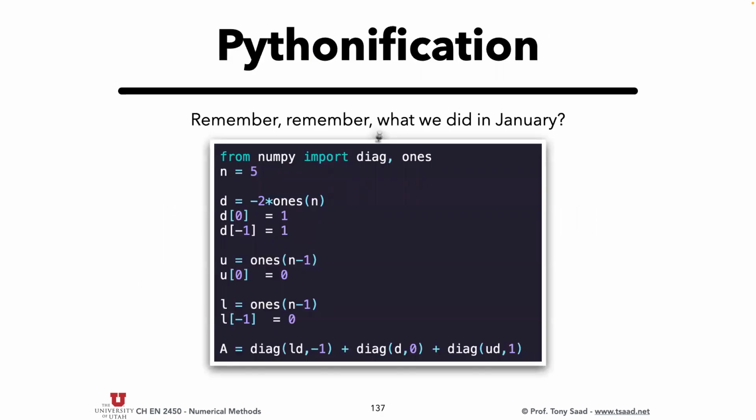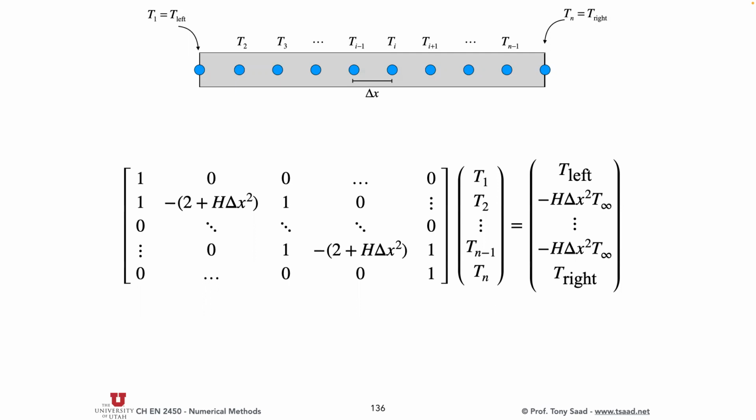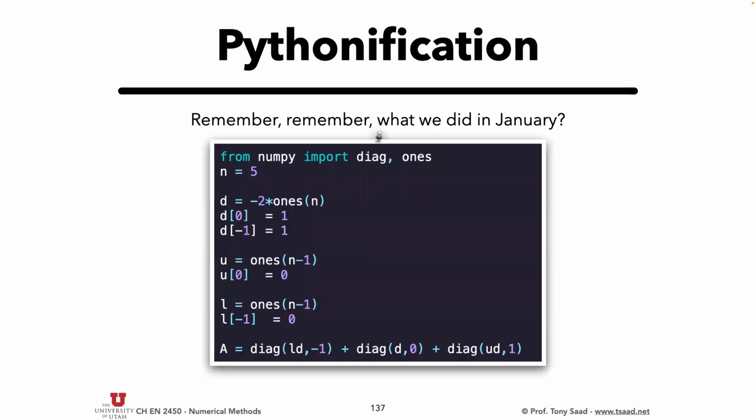So if you remember, we did this when we built the linear solvers way early in the semester. This was called a tridiagonal system of equations, so you could use the TDMA or you could use linalg.solve. We're not going to worry about iterative solvers now. What we care about now is how we build this system. And remember, we did this in January.